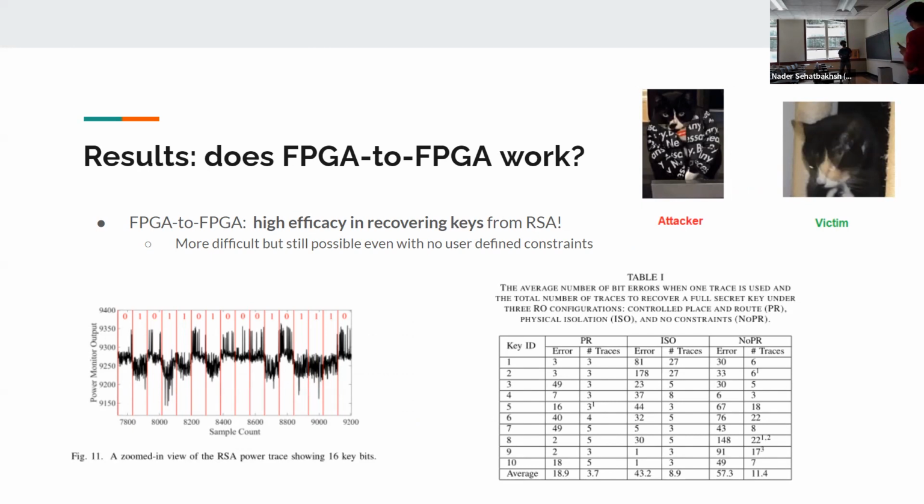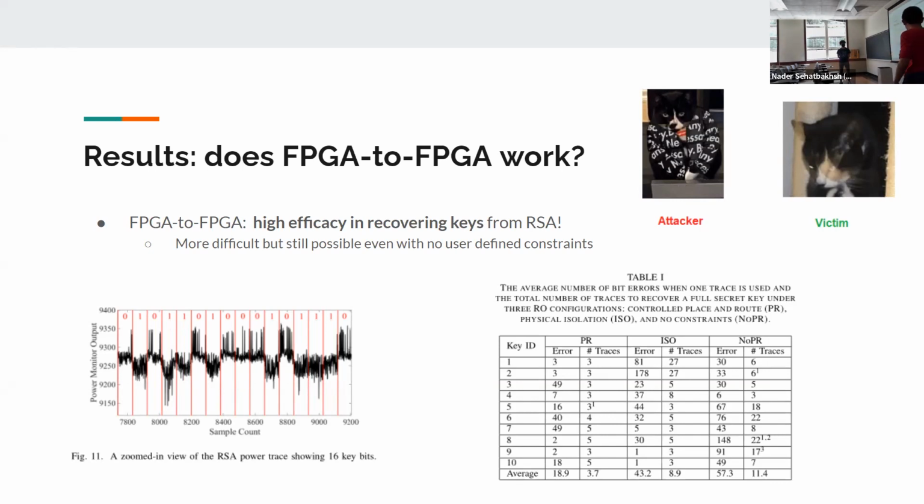There are 3 super columns: PR, ISO, and no PR. PR means controlled place and route, which means the software lets you put the ring oscillators or whatever exactly where you want them. Isolation means that there's a wall of unused logic gates that prevents you from putting logic right next to the victim logic. And no constraints means that you don't actually have a choice of where to put it. The software just picks it depending on what it thinks is optimal.